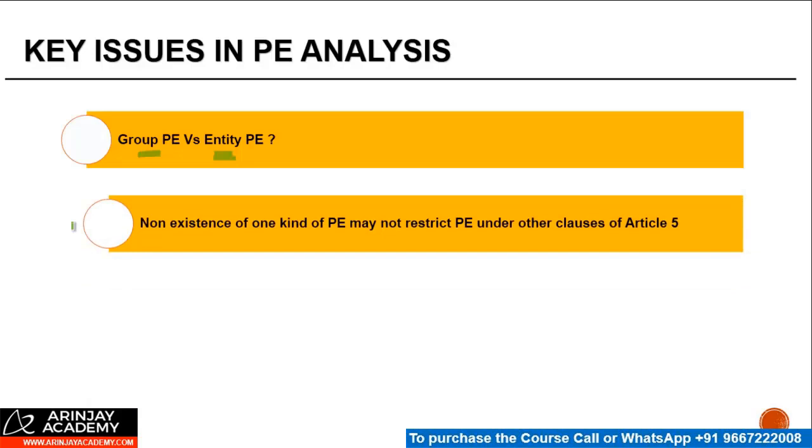Now, if one kind of PE does not exist, suppose a person does not have a fixed place PE, would that mean that I don't need to see whether he has an agency PE, service PE, and anything else? The answer to that is no. You have to see all types of PE to finally rule out whether the non-resident has a PE or not. Non-existence of one type of permanent establishment does not mean that no form of PE can exist.